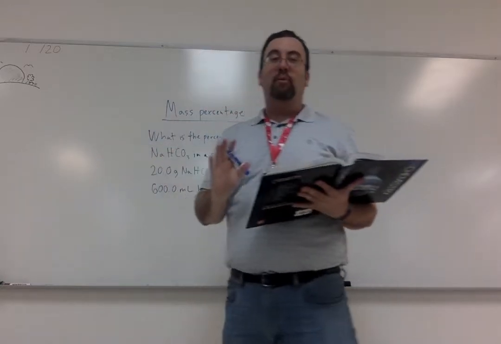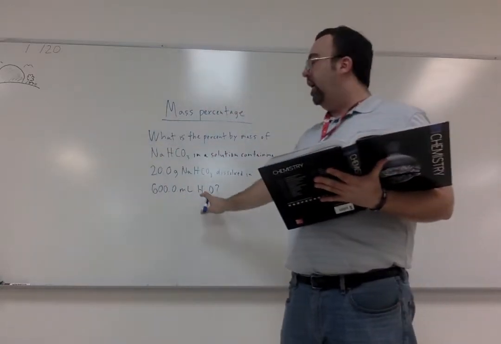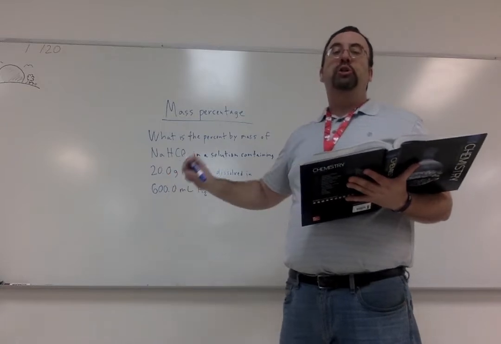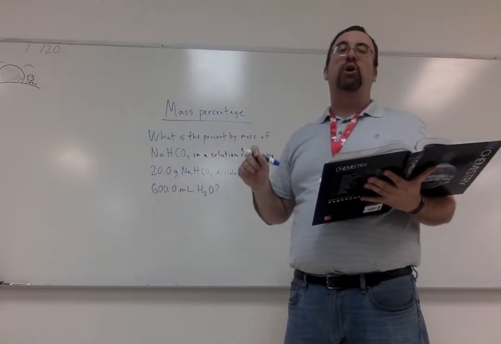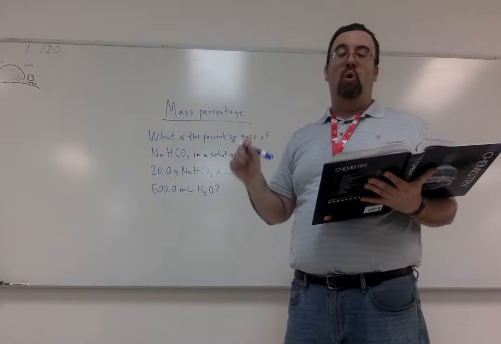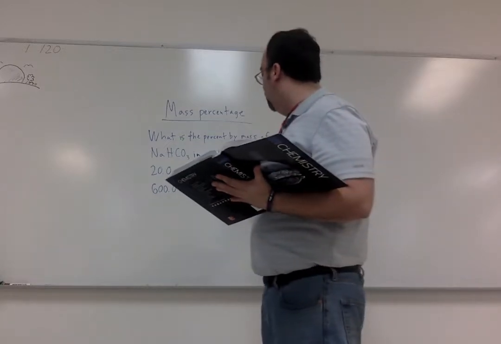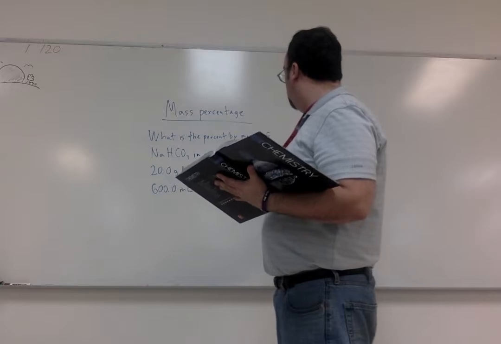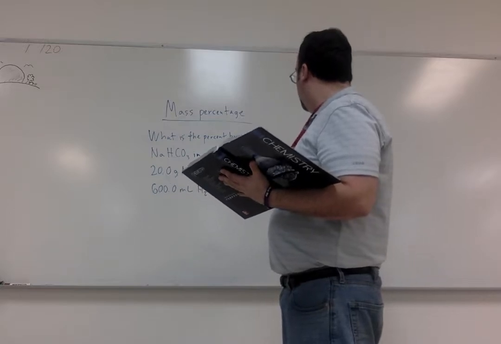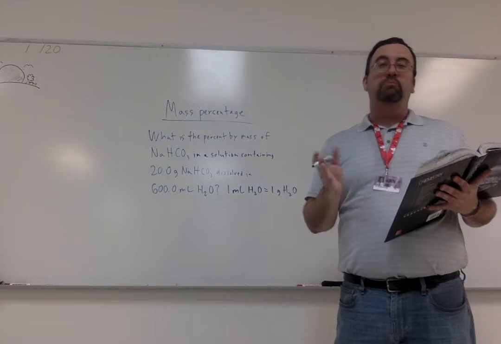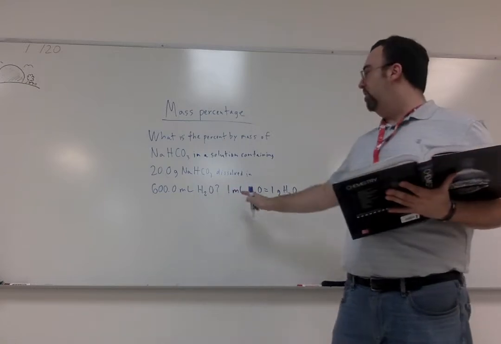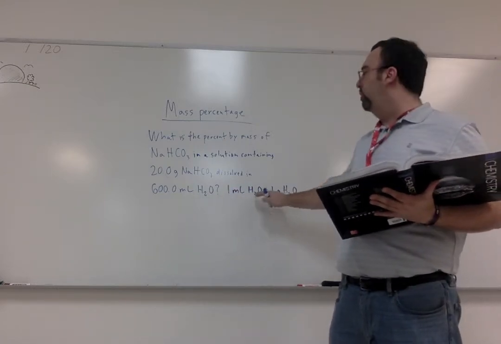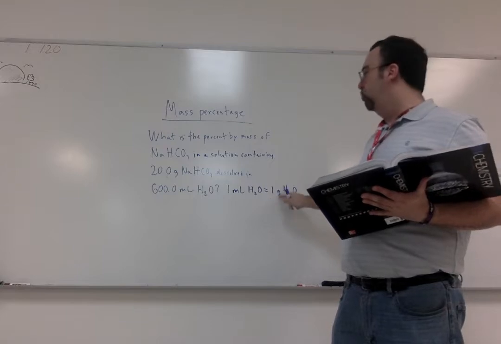Because you're dealing with water, we're going to assume that the density of water is 1 gram per milliliter. So 1 milliliter of water equals 1 gram of water, and under normal atmospheric conditions we can hold this to be true.